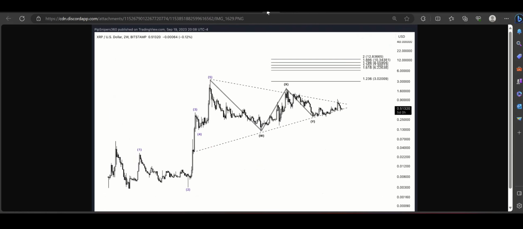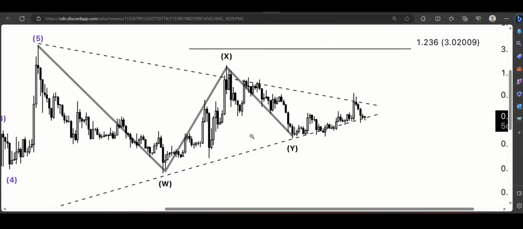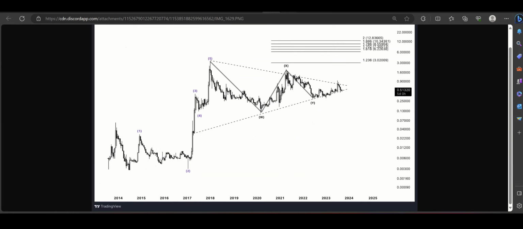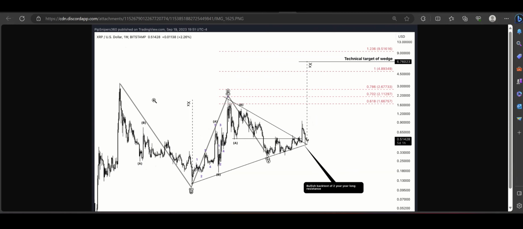Okay. Now I'm going to show you the bullish scenario on XRP. So now the bullish scenario is that our correction is done. And what we see here is a failure in our C wave. Okay. So you have a 3-wave move to the downside, a 3-wave move to the upside, and then another 3-wave move down.